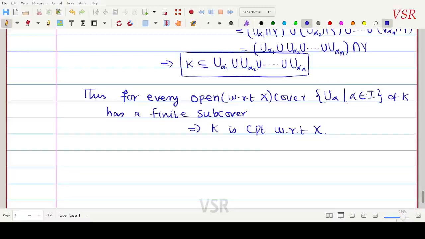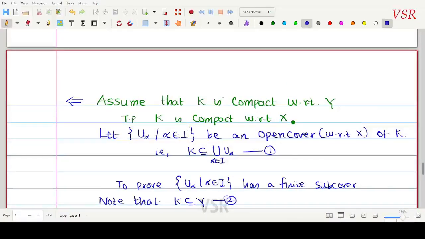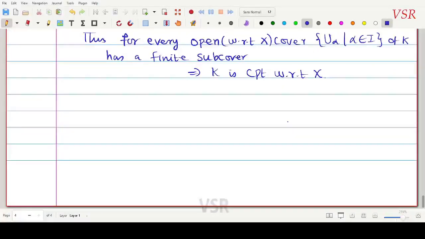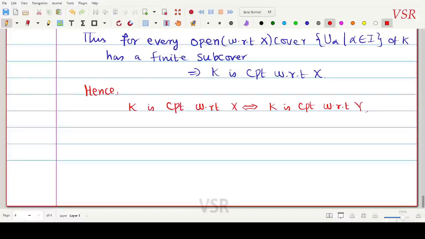Here we assumed compact with respect to capital Y implies compact with respect to capital X. So from both conditions 1 and 2, we have K is compact with respect to capital X if and only if K is compact with respect to capital Y. So this is the theorem we have proved today. Next we are going to see something more.